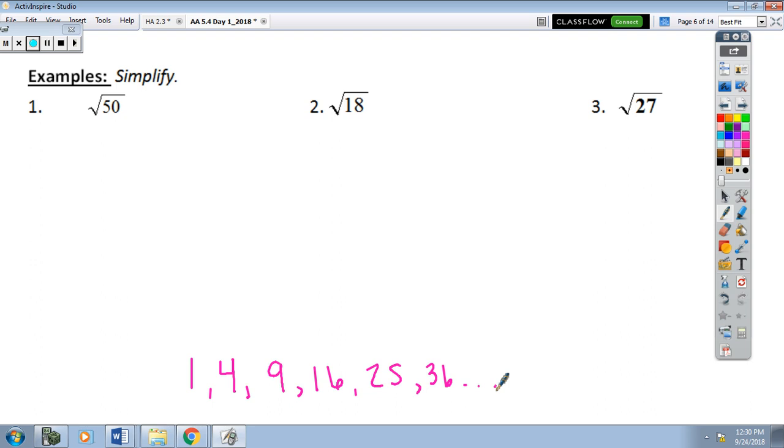All right, so whenever we're breaking down 50, again, we'll never pick 5 and 10. Ever, ever, ever. 5's not a perfect square, 10's not a perfect square. Instead, we'll pick what? 25 and 2. Square root of 25, square root of 2. Take the square root of the perfect square, and we'll get 5 root 2.